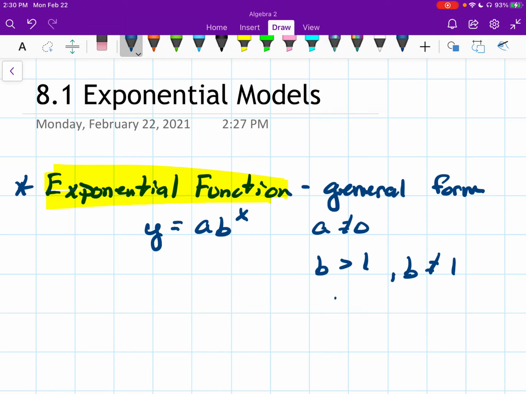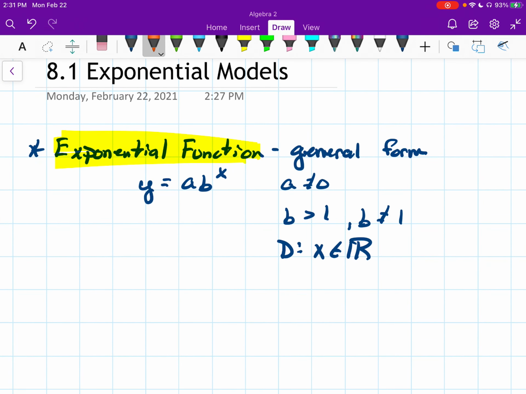The domain of this function is, how do I write that? The domain is x is in the reals. There's no root, there's no denominator, so it's just all reals.